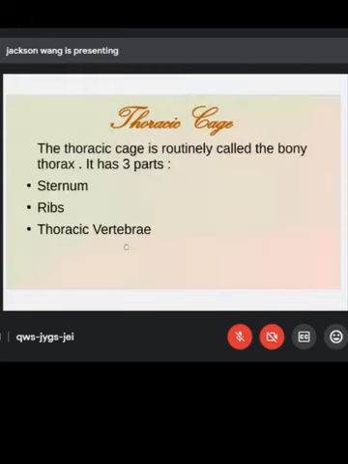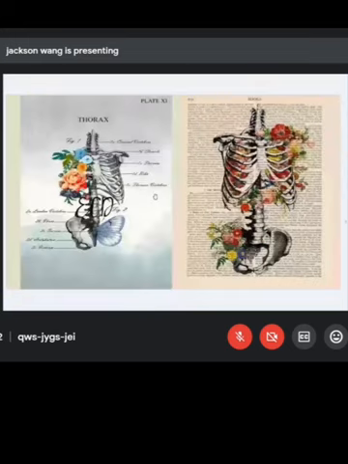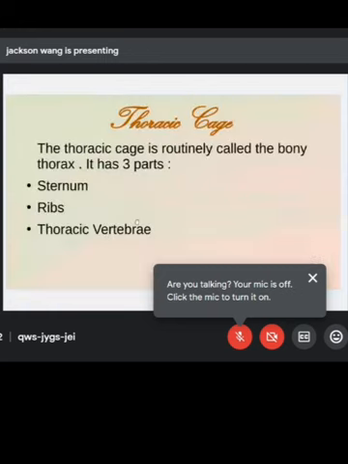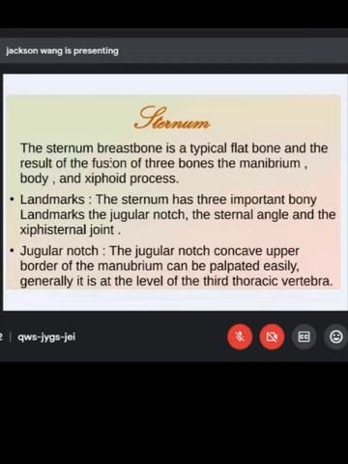Thoracic cage. The thoracic cage is routinely called the bony thorax. It has three parts. So we have the sternum, ribs, and the thoracic vertebrae. Sternum, c'est le sternum. The ribs, ce sont les côtes. Et la colonne vertébrale, ou bien thoracic vertebrae. Voilà. So, the sternum, it's the breast bone, is a typical flat bone and the result of the fusion of three bones, the manubrium, body, and xiphoid process.